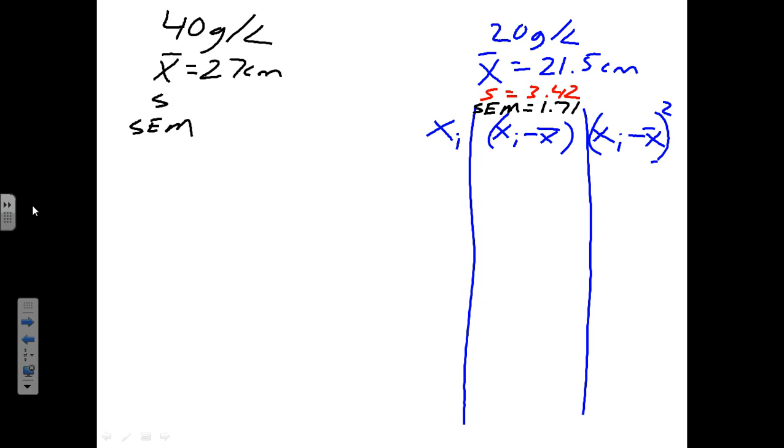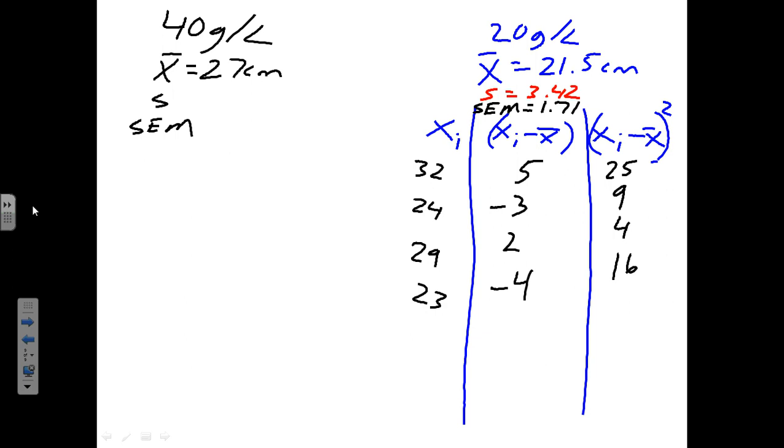So just like we did with the last group, we're first of all going to write down our data points, our samples: 32, 24, 29, 23. We're going to subtract the mean from each one of those. Our mean for the 40 gram sample was 27. So 32 minus 27, 5. 24 minus 27, negative 3. 29 minus 27, 2. And 23 minus 27, negative 4. Square our numbers. So 25, 9, 4, 16.